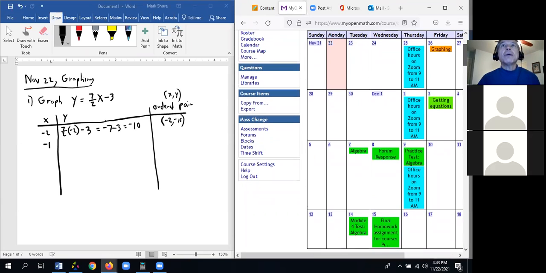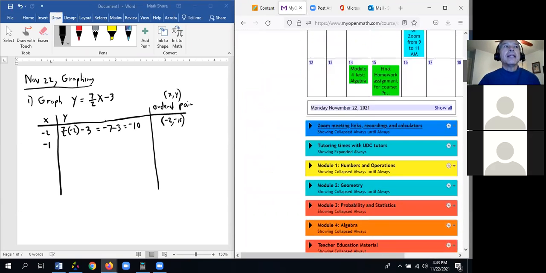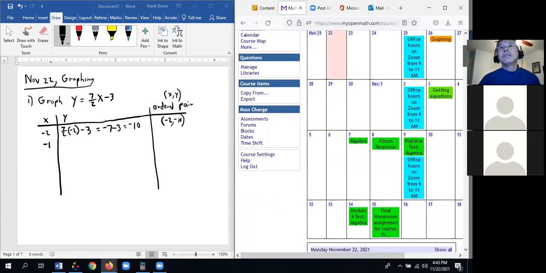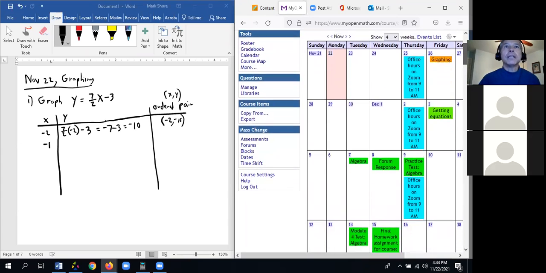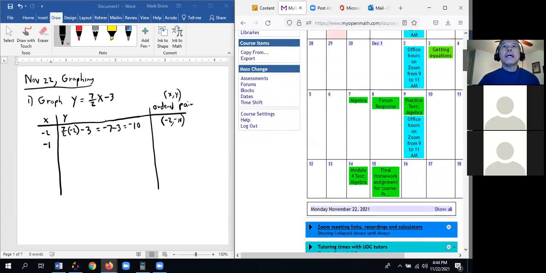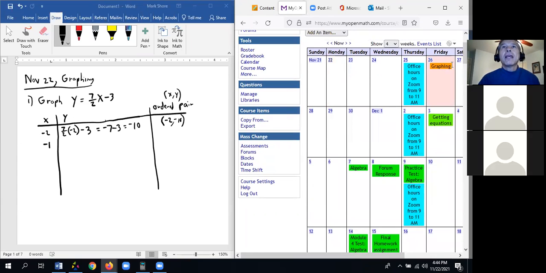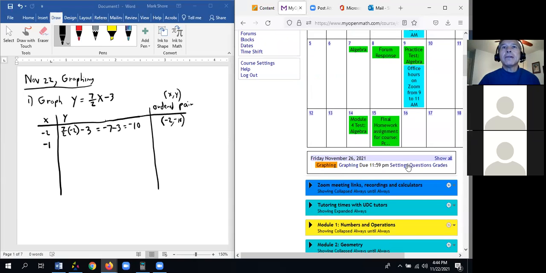Okay, so anyway, this is on graphing. This is due Friday. There's 17 problems total, and we are in the last module of this, which is the algebra, which is the last module on the math section of the Praxis test. So let's go ahead and go to the graphing, and we'll start right now. So let's just click on it.